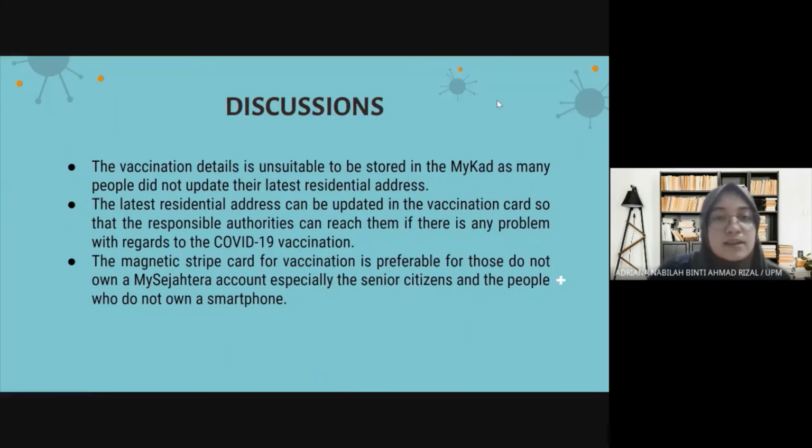The vaccination details are unsuitable to be stored in MyKad as many people did not update their latest residential address. The latest residential address can be updated in the vaccination card so that the responsible authorities, such as the police or health department, can reach them if there is any problem regarding the COVID-19 vaccination. The magnetic stripe card for vaccination is preferable for those who do not own a MySejahtera account, especially senior citizens and people who do not own a smartphone. I'll pass to the next presenter.